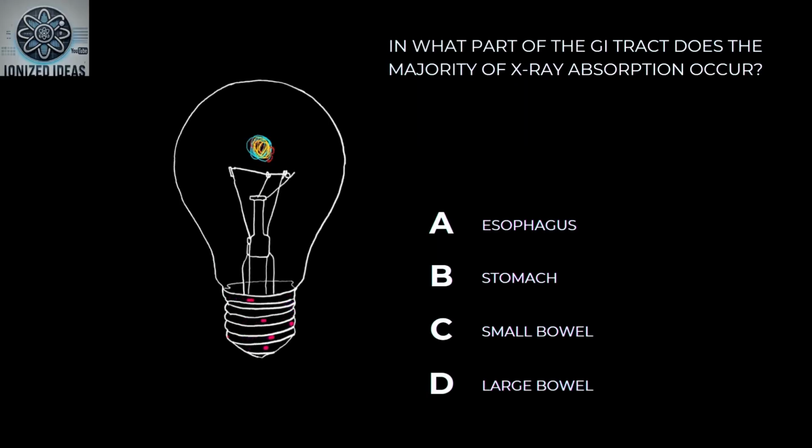In what part of the GI tract does the majority of X-ray absorption occur? A. Esophagus, B. Stomach, C. Small bowel, D. Large bowel.